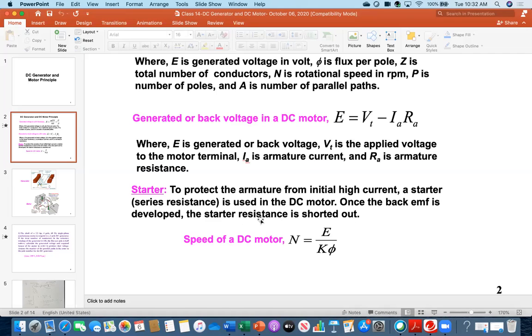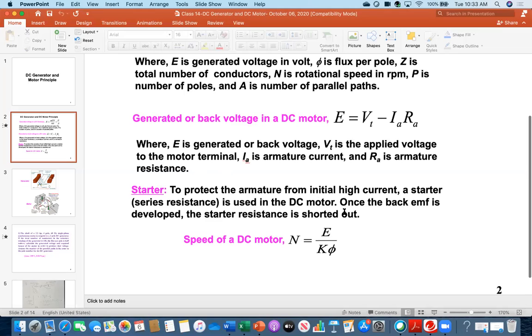So the question is, why do you need to short it out? You have to short it out because if you always keep that series resistance turned on in the system, then the current value will be very, very small, so the motor might not start. So that's why at the beginning you need to protect the armature from initial high current, but later, once the back voltage has been built up, you have to take it out. This means that it is shorted out. Therefore, this thing will happen internally. I am just explaining what happens inside the DC motor.